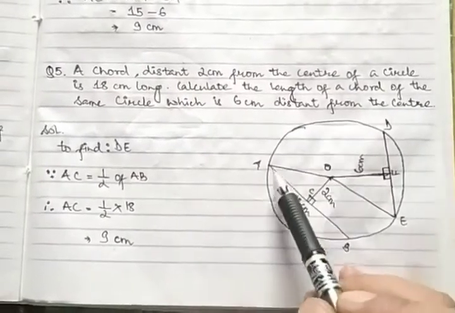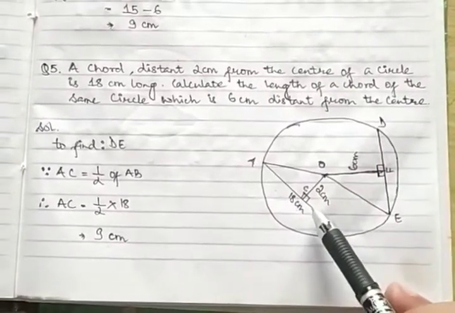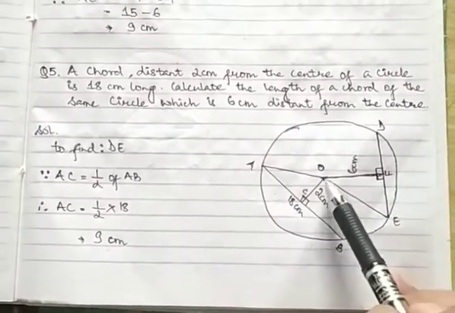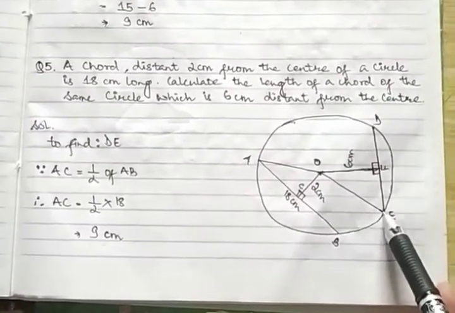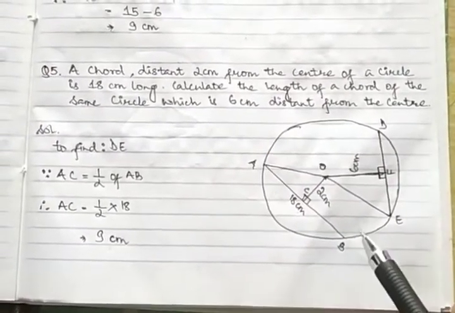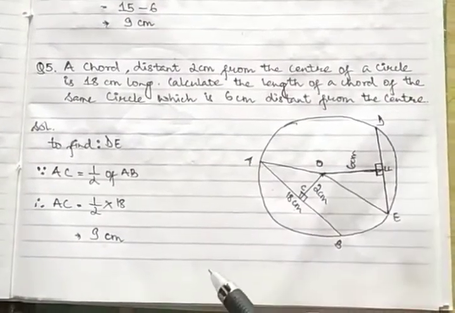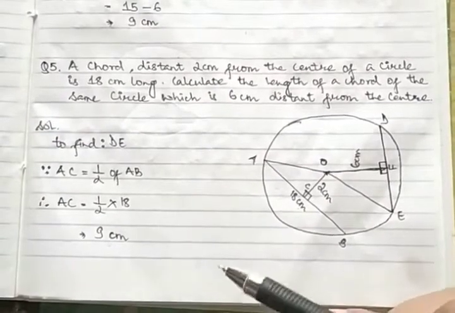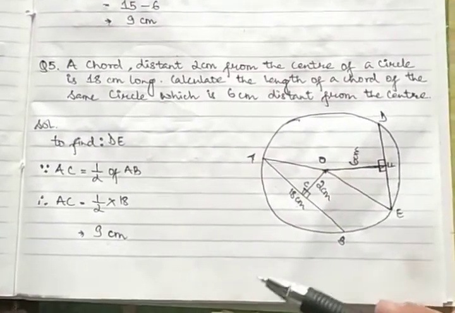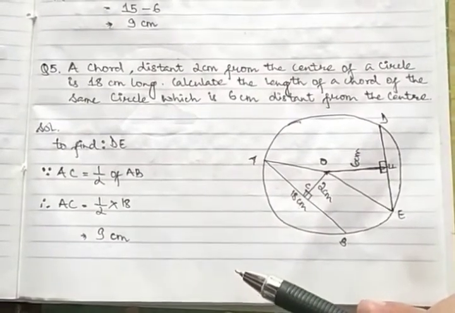Now see, OA, what is OA actually? OA is the radius of the circle, isn't it? Now similarly for another chord, if you draw a line segment joining O and E, now E is on the circumference, as you know the point will be on the circumference. So what is OE? OE also is a radius, and what we have learned from the concept of radius is that no matter how many radii you draw in a circle, the length of all the radii will be equal. That's what we know, isn't it?